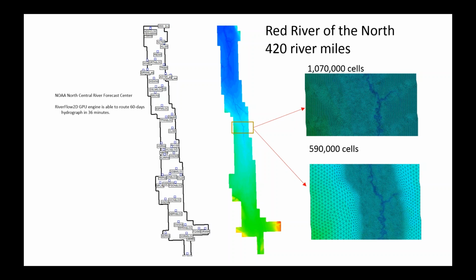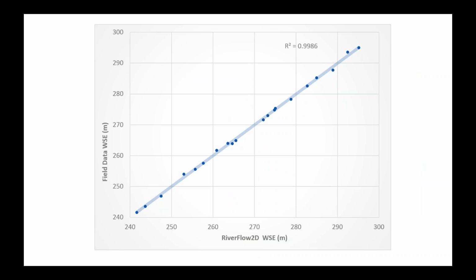And in the next slide, I'm showing a comparison of the model results with the actual field data along these 420 river miles. And what is interesting about this particular application is that the two-dimensional implementation of the model using the GPU acceleration technology is able to perform even faster than the 1D model that NOAA had implemented previously. And this is due to the parallelization techniques that are used in the model with the GPU version.